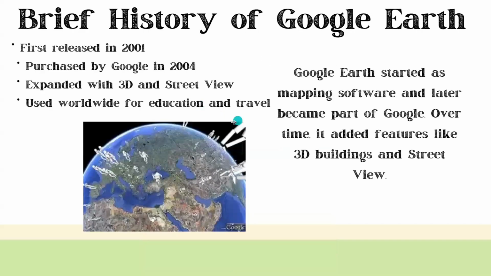Just a brief history of Google Earth. It was first released in 2001 and was purchased by Google in 2004. It expanded with 3D and Street View and is now used worldwide for education and travel. Google Earth started as mapping software and later became part of Google. Over time, it added features like 3D buildings and Street View.